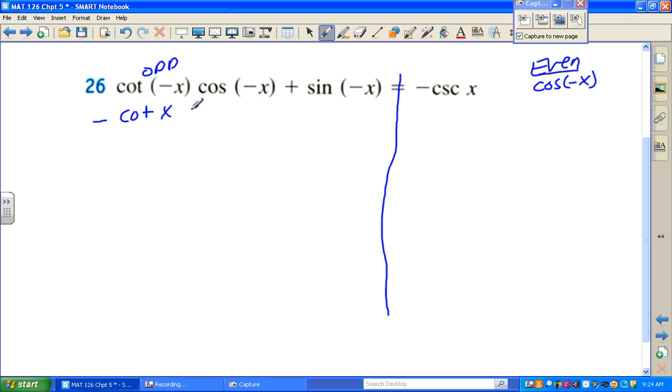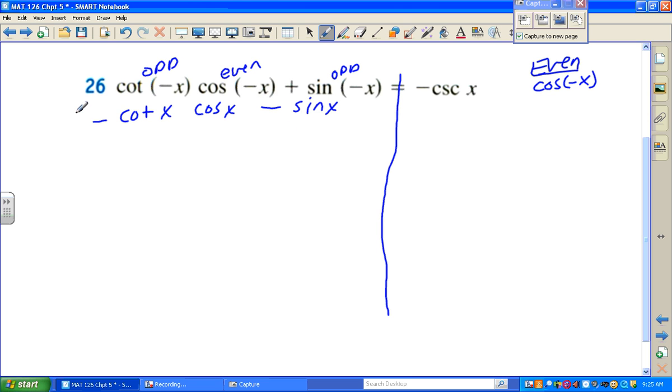So, what's the cosine of negative x? Is that even or odd? I think it's even. It is even because it's cosine. So that becomes cosine of x. What about sine? Is that even or odd? Odd. So that becomes minus sine of x. Okay? Now the question becomes, how in the world do you change this to match negative cosecant of x?